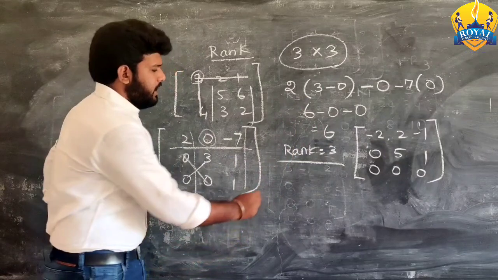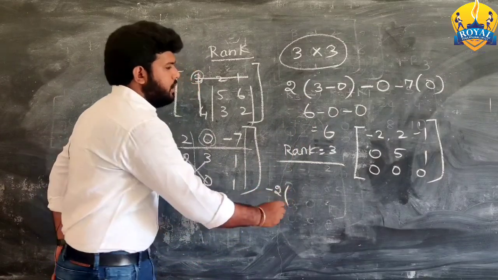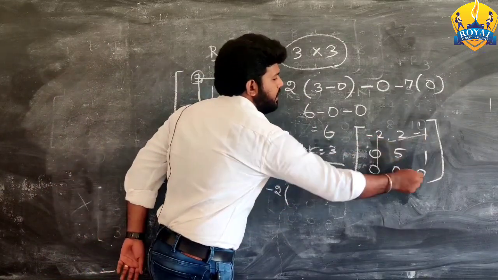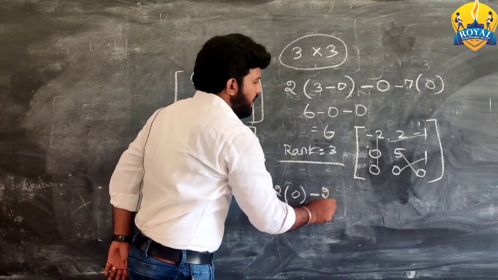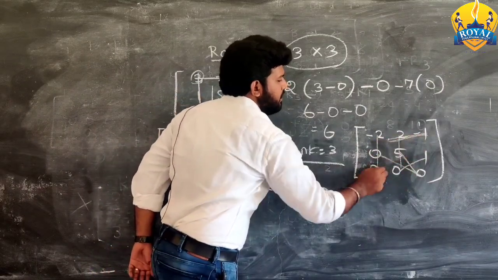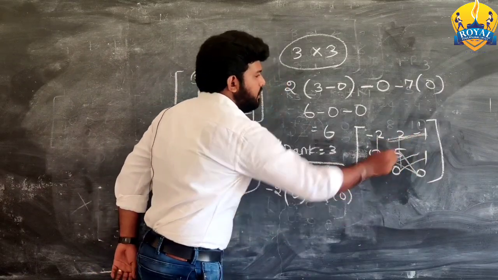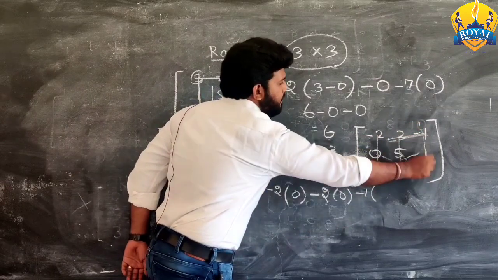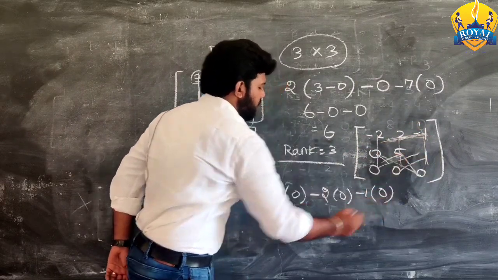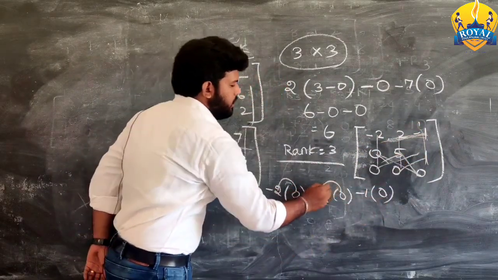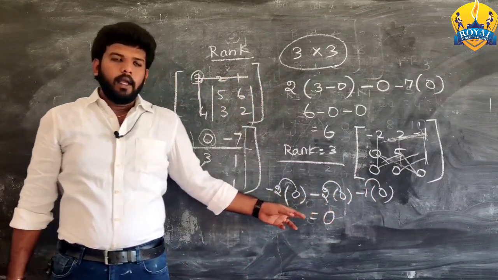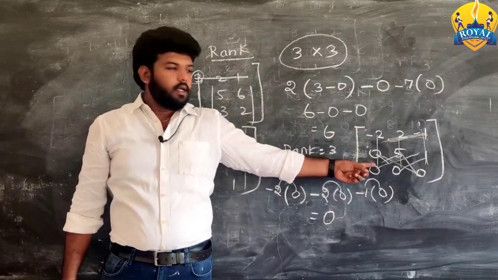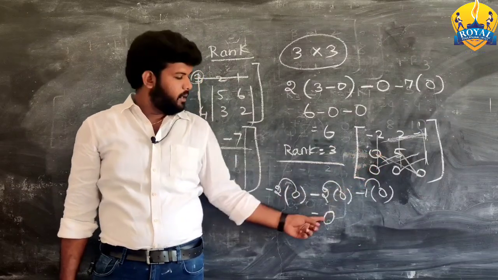Okay, so for the determinant, if you take minus 2 into minus 2, with the 0 0, it becomes 0. Next, minus of again 2, with 0 0, so it becomes 0. Again minus 1, with 0 0, so it becomes 0. So 0 into minus 2, 0 into, so the answer becomes 0. Can you understand? So a 3 cross 3 matrix is given. I worked it out. It becomes 0.